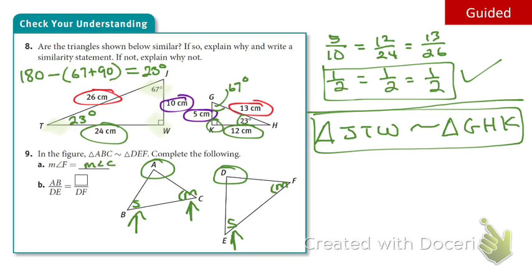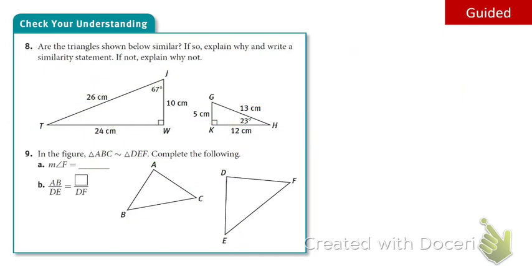Now that's just me looking at it. But the way that I also know is look at the similarity statement. It tells me in the similarity statement what the measure of angle F matches to. C and F. Okay, let me erase all of this. The measure of angle C matches the measure of angle F because they are in the same position. So the measure of angle C.